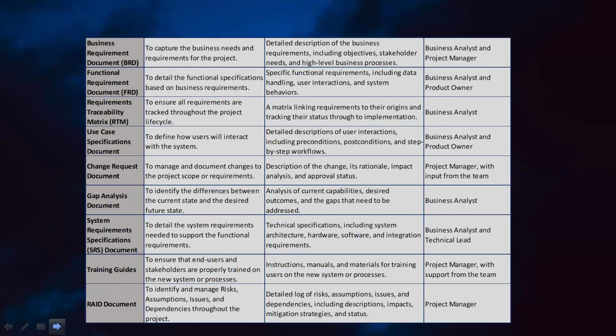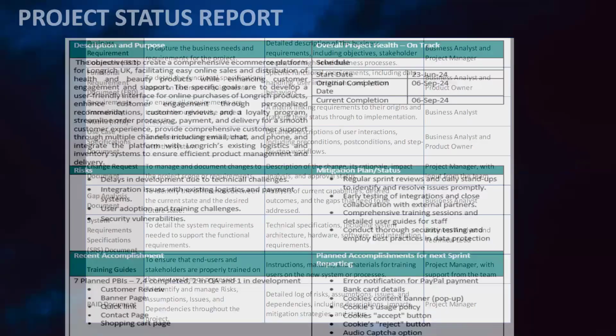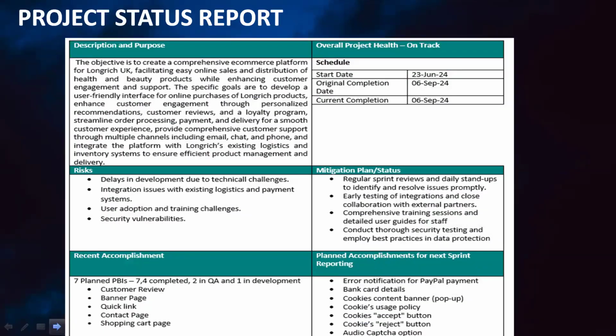And the next one is our project status report. This is the report showing that we are on track and the health status of this project. We committed 14 PBIs, some completed, some in progress, and some in development. And also we have planned accomplishments for the next sprint.